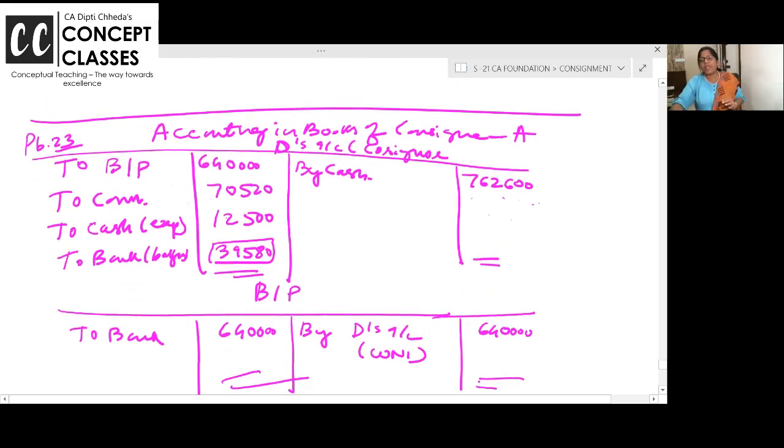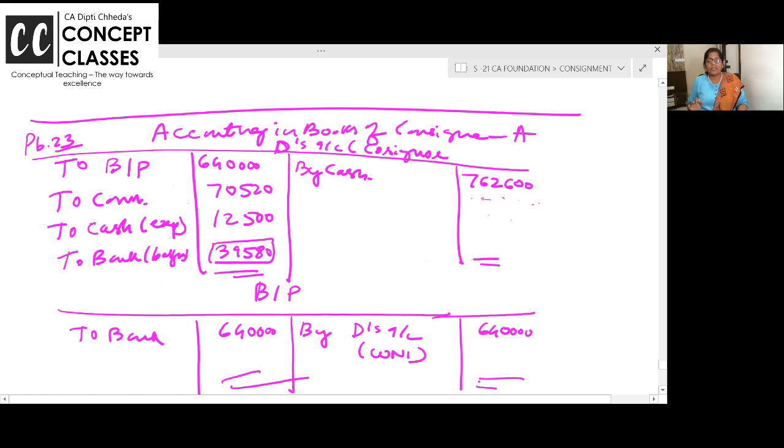D's account, I want to say. In our books, D's account for A will be exactly opposite of this, no? 762,600 will come on the debit side to sales, and then all expenses and commission and bills payable on the credit side, and the balancing figure you will receive.